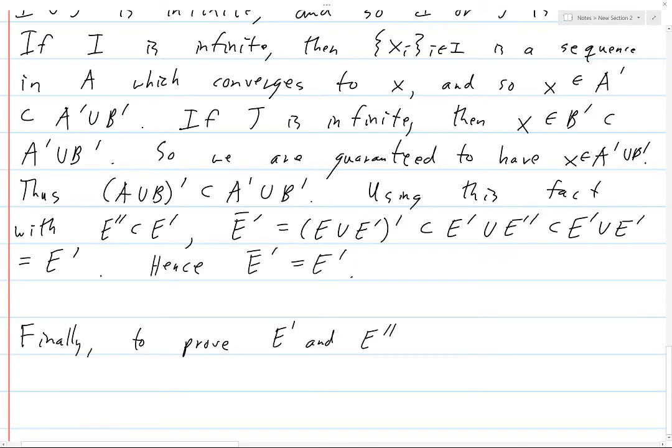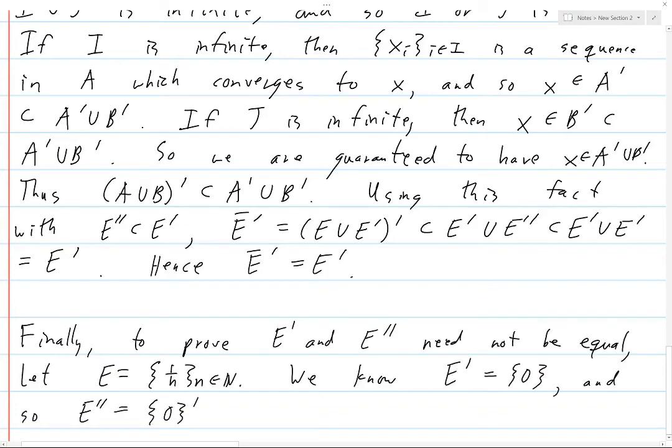And so E double prime, well, this is just the limit points of the set containing just one element. But if you have a set containing one element, then since there's only one element in there, you can't satisfy the limit point condition. And so the set of limit points of this set is the empty set. And clearly this is not equal to the set containing just 0, which is E prime. Okay, so we have proven that E prime and E double prime need not be equal.